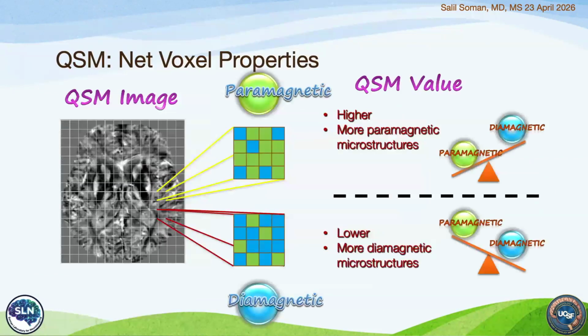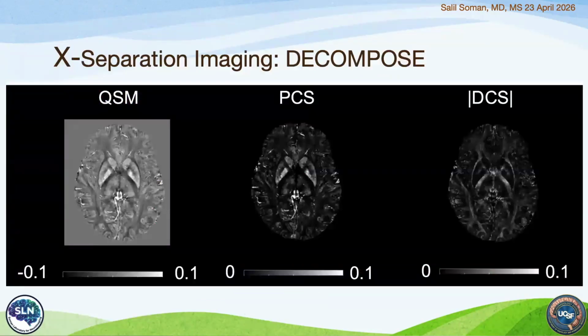One of the newer techniques our collaborators from Berkeley have come up with is decomposition. There are different flavors, but certainly Chunlei Liu's group has this decompose one that we can do here, where you can take the QSM data and split it into the paramagnetic, the positive, and the diamagnetic. Hopefully you can see that the deep gray structures, known for having lots of iron, you can see really well, whereas the white matter is popping out more on the diamagnetic, the negative susceptibility map.